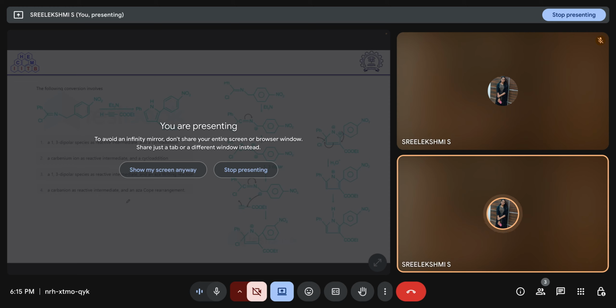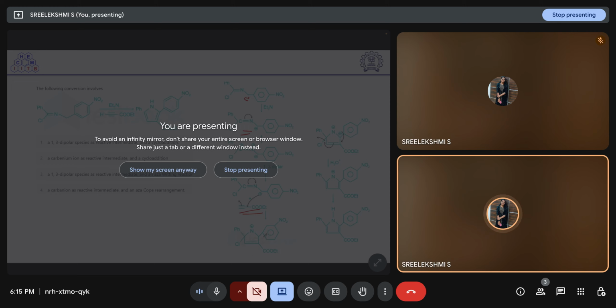So here what is happening is that first, in the presence of triethylamine, the proton abstraction will take place from this carbon to form this anion. So this is now like a 1,3 dipole, so it can undergo 1,3 dipolar cycloaddition with this alkyne and it will form this 5 membered ring.